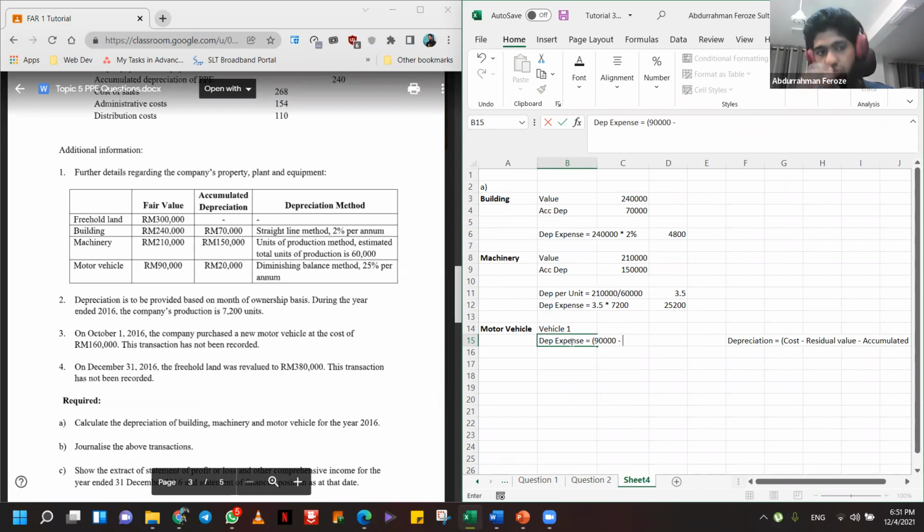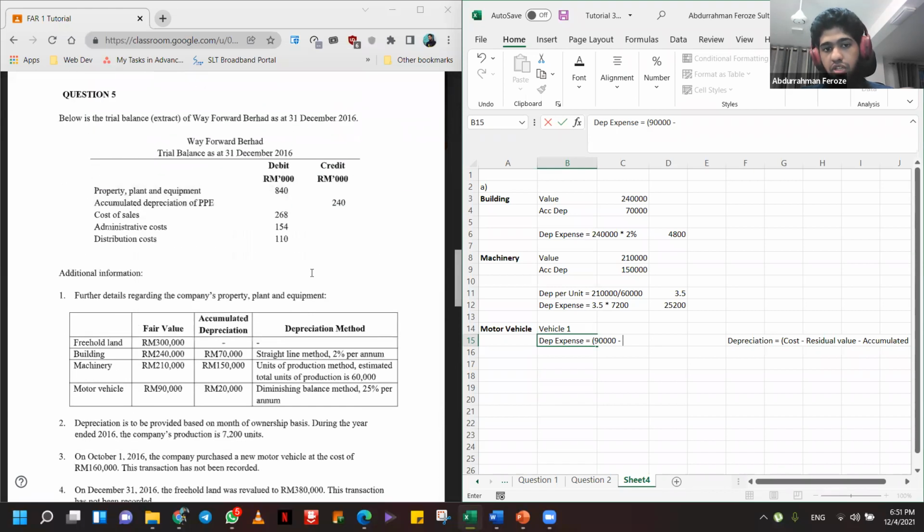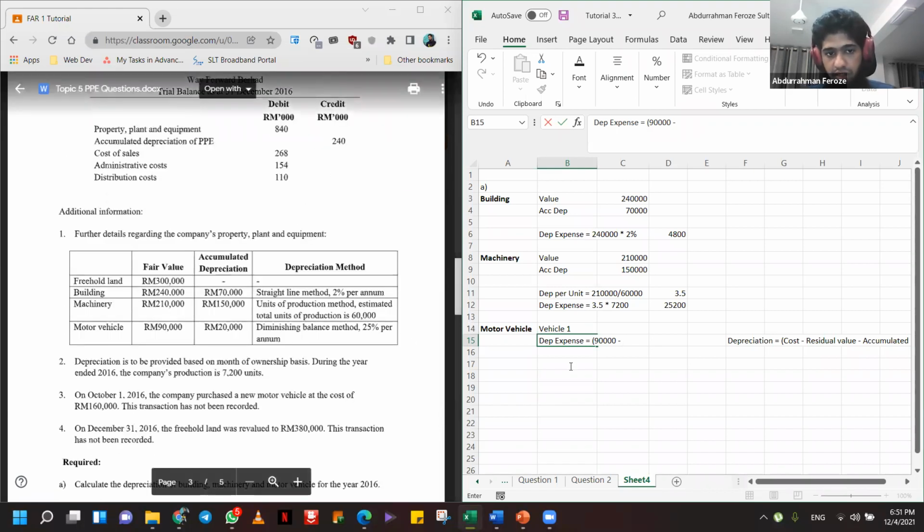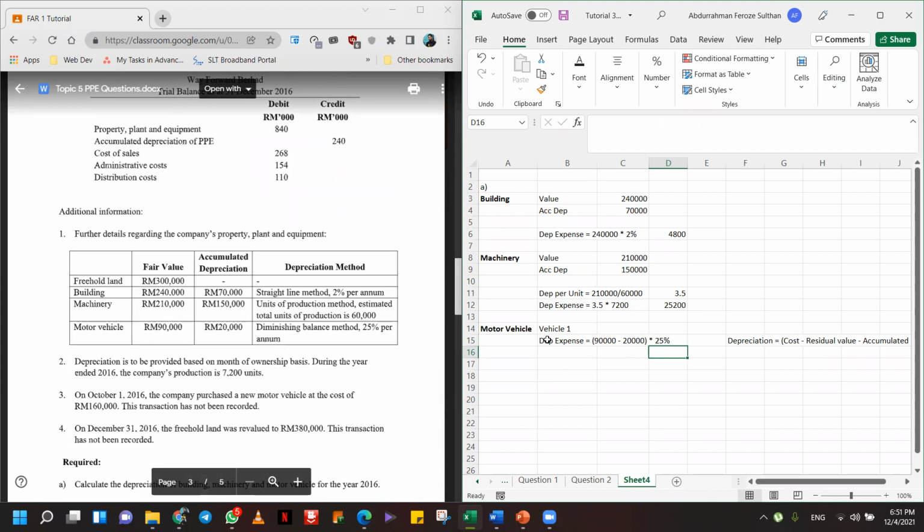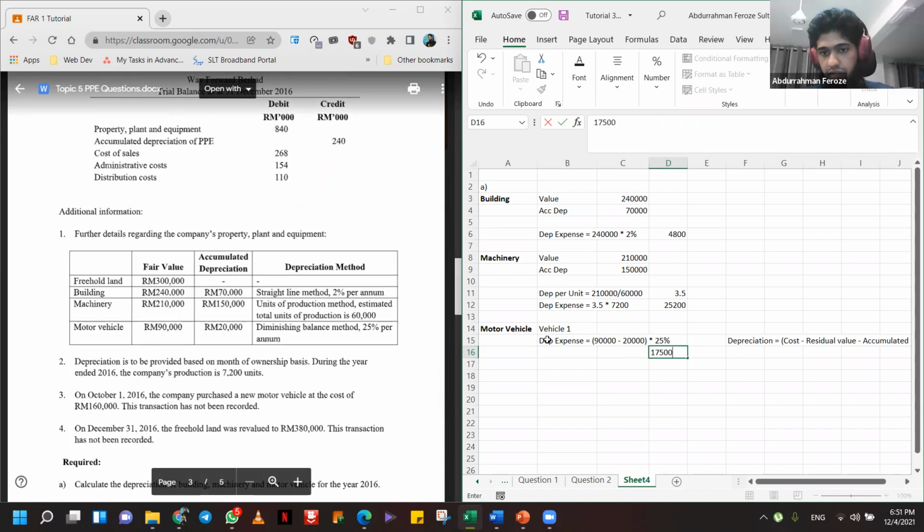90,000 minus... they have not mentioned a residual value. If they have not mentioned a residual value, you assume that it does not exist, so you don't have to write minus 0. Then the accumulated depreciation is 20,000, into 25%. How much would this be? 17,500. So this is the depreciation expense for vehicle one.